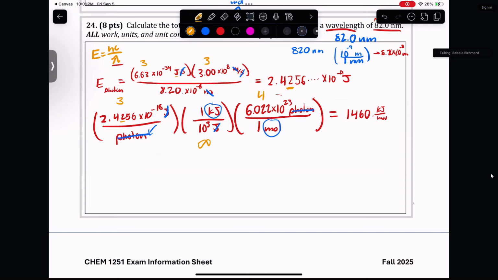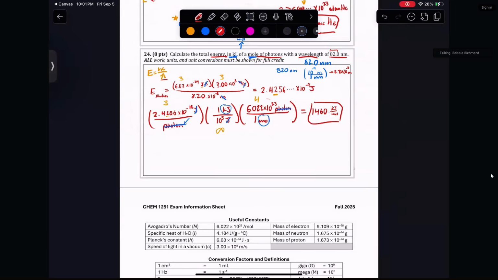Cool. And make sure to box your answer if you have a lot of work going on here, because it's more clear to Dr. Outlaw what your answer is.